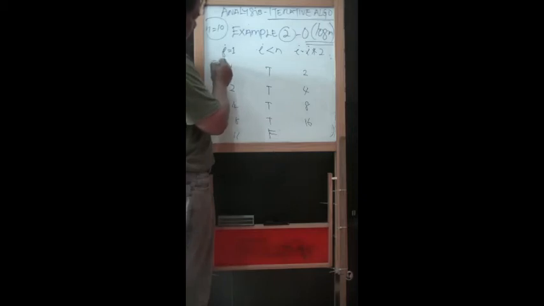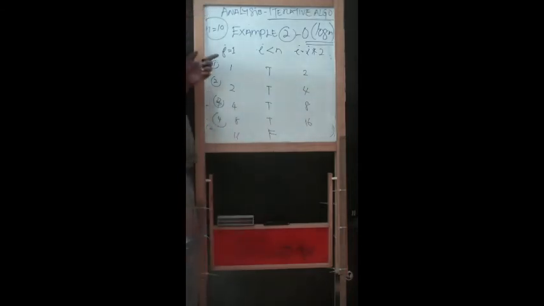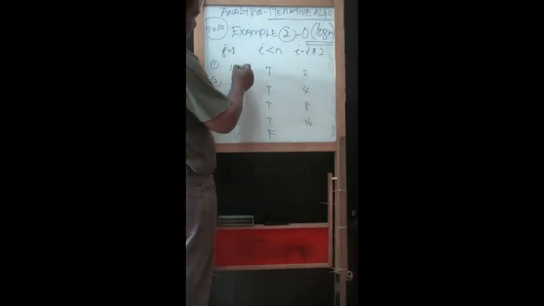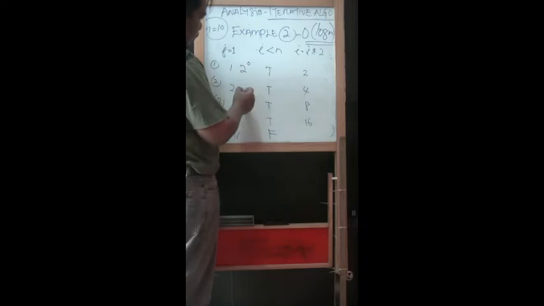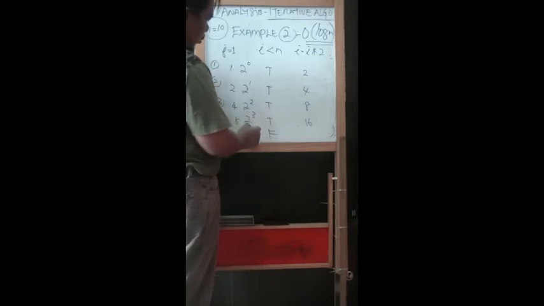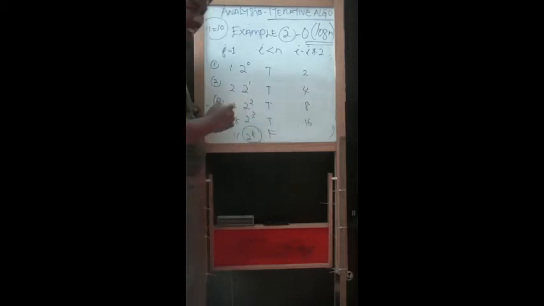You can see that the first round is 2, the second round 4, the third round 8, the fourth round is 16. Can you see the pattern here? It is like this: 2 power of 0, 2 power of 1, 2 power of 2, 2 power of 3, and so on and so forth. And this pattern is actually 2 power of k. Can you see this pattern? Now we observe the patterns.